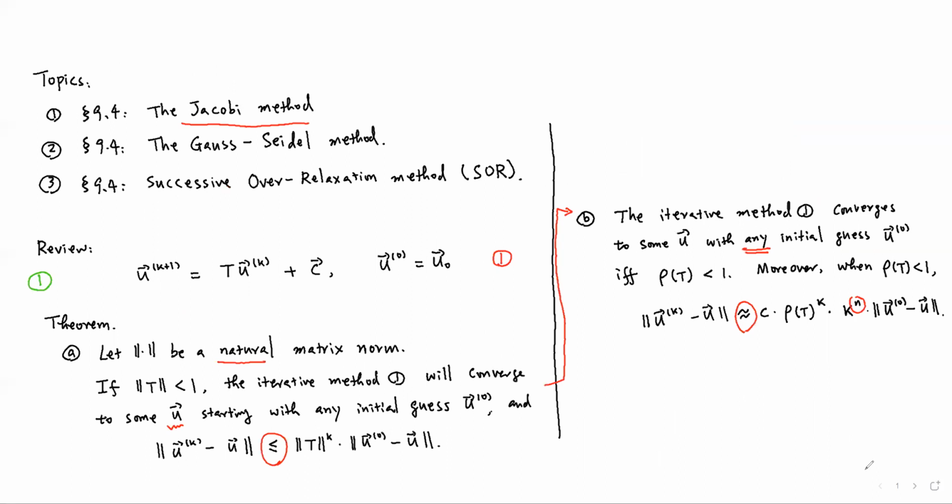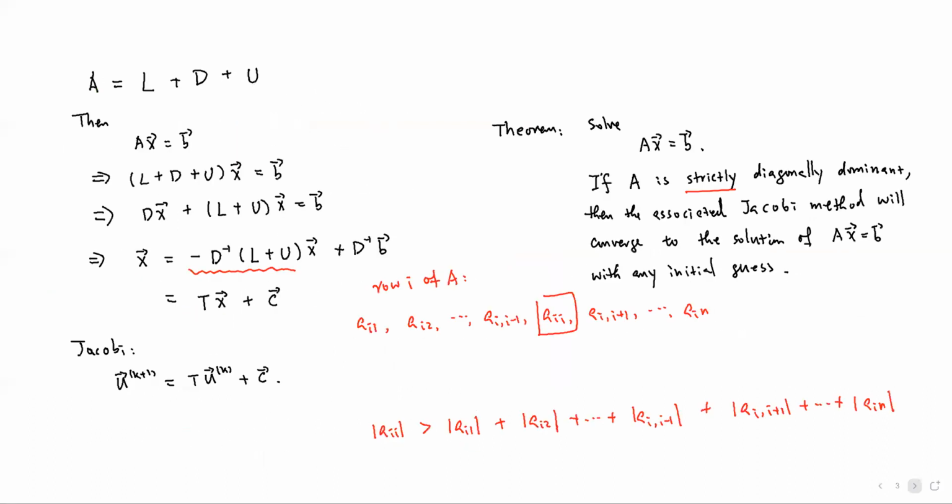Second topic, Gauss-Seidel method. It is an improved version of Jacobi. Okay, so to explain Gauss-Seidel, let me write down the Jacobi method in full detail. Okay, so I can explain Gauss-Seidel. Topic 2.